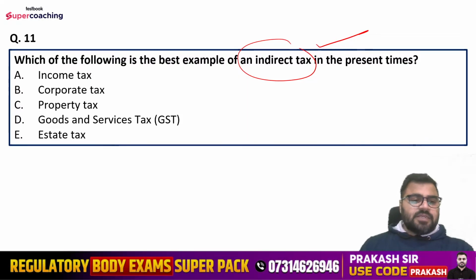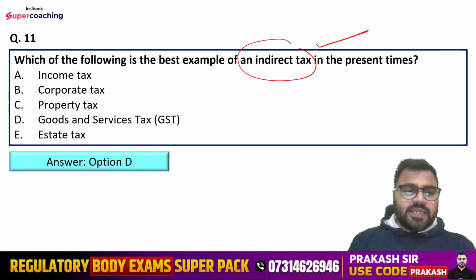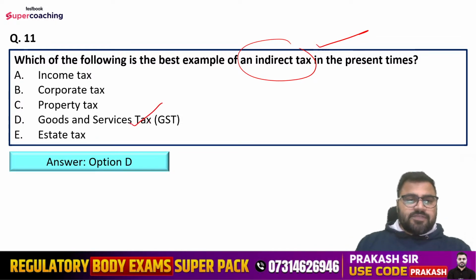हाँ जी गाइस, बताइए. सो राइट आंसर इज ऑप्शन नंबर डी हियर, दैट इज गुड्स एंड सर्विसेज टैक्स, जीएसटी. ठीक है, जीएसटी, गुड्स एंड सर्विसेज टैक्स. This is the perfect example in the current scenario.